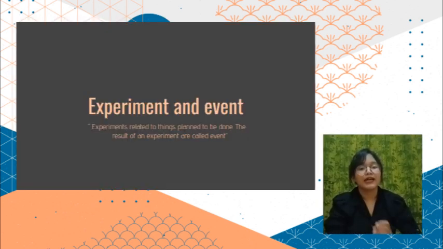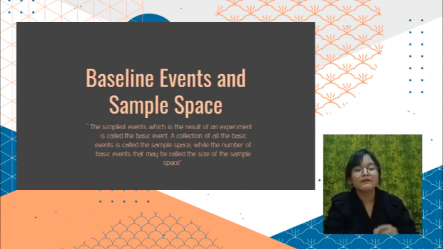Probability. Experiment and event. An experiment relates to things planned to be done. The results of an experiment are called events. For example, when we toss a coin and observe its side, the act of tossing is the experiment, but the appearance of the coin side is the result.